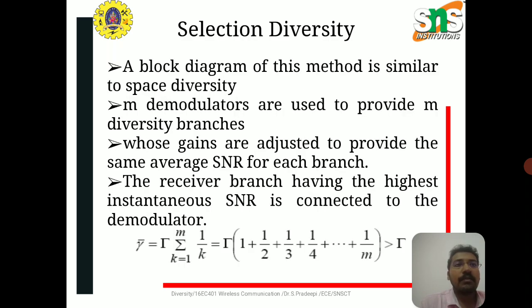A block diagram of this method is similar to space diversity. M demodulators are used to provide M diversity branches, whose gains are adjusted to provide the same average SNR for each branch. The receiver branch having the highest instantaneous SNR is connected to the demodulator.